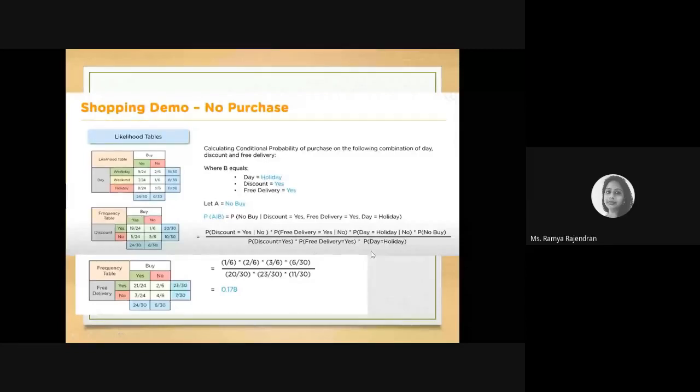So you just have to look into this table and then substitute this here. When there's a discount and when the person is not buying, you have to look into the likelihood table of discount.